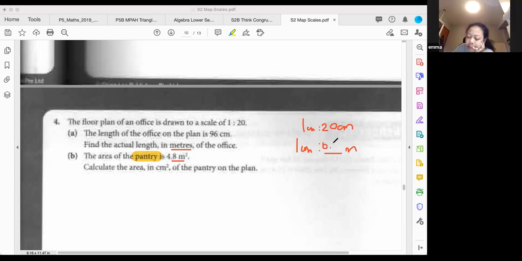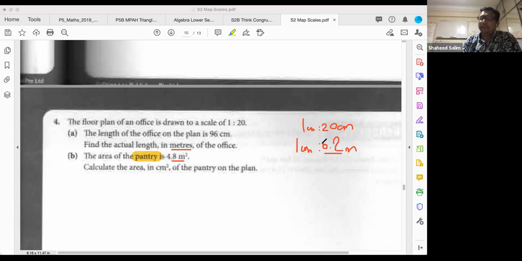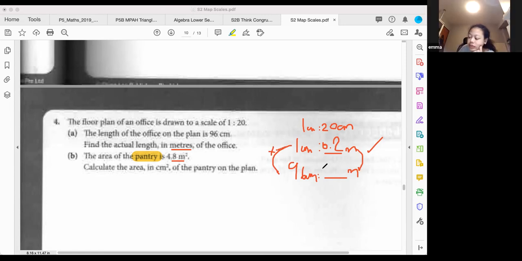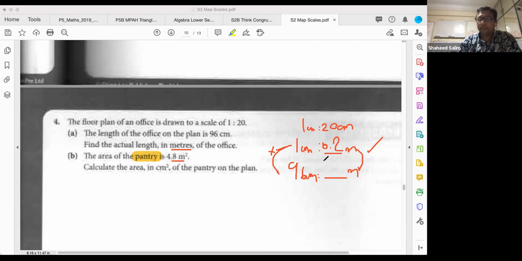0.2. Yeah. Why are you saying it like that as if you have no confidence? Just be confident. You're correct. This is correct. Solve it. Now they ask you the 96 cm. How many meters? Easy. 19.2. Yes, well done. And now you know what to do, right?